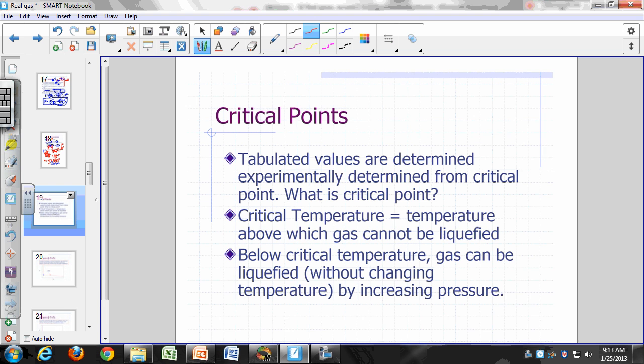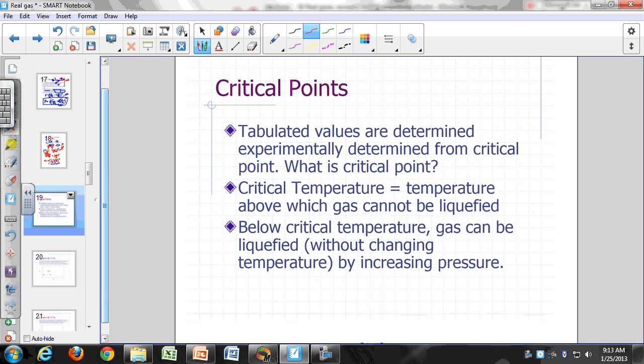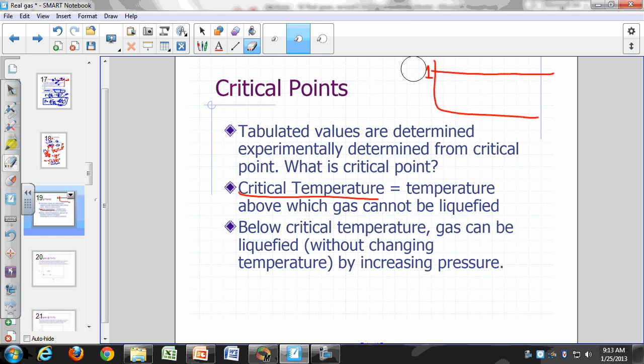Okay, let's talk about critical points. Critical temperature first. It's the temperature above which you cannot liquefy a gas. Remember when we plot Z versus P, this is ideal, Z equals 1, right? And you have a dip below Z equals 1. And then at a certain pressure, you see that big drastic drop in the volume. That's liquefaction. If that doesn't happen, you say you're above the critical point.